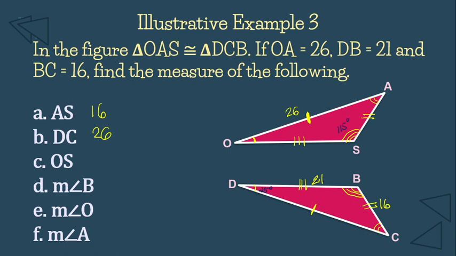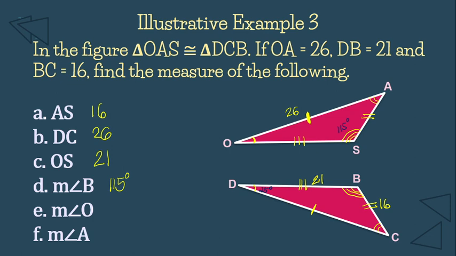Next is OS. Ang kapartner ni OS ay si DB. Ang sukat ni DB ay 21. So, this is 21. So, okay na tayo sa sides. Now, let's proceed to the angles. So, the measure of angle B. Ang angle B, ang congruent niya ay angle S. So, angle S is 115 degrees. So, angle B is also 115 degrees.